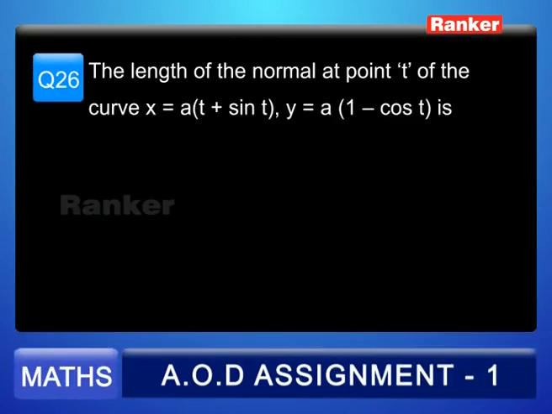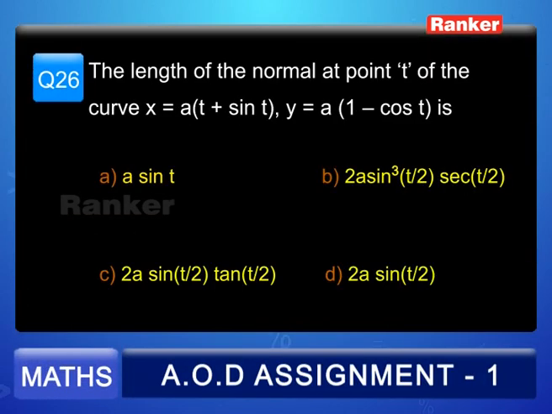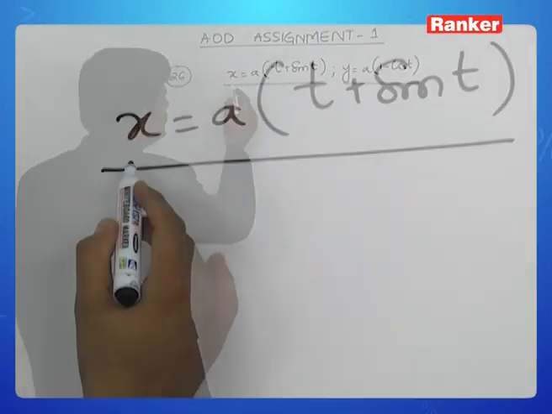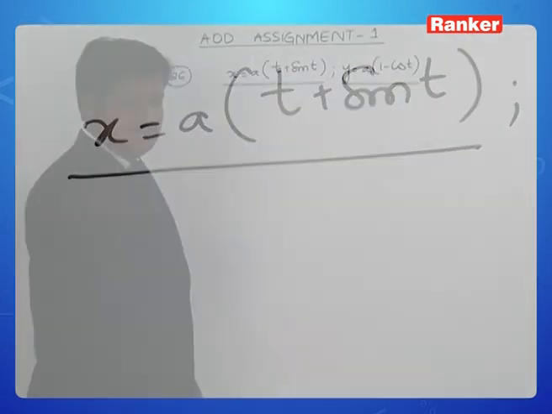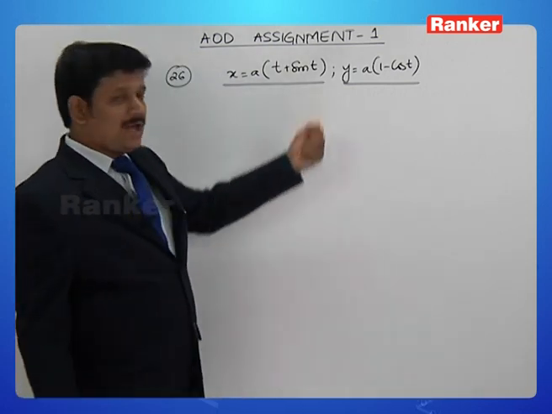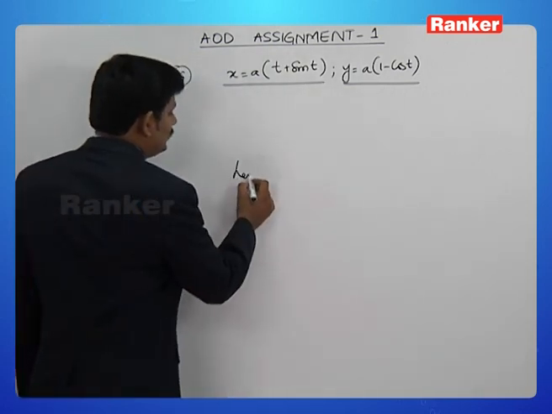Next question: the length of the normal at point t of the curve x equals a(t plus sin t), y equals a(1 minus cos t) is: option A: sin t, option B: 2a sin³(t/2) sec(t/2), option C: 2a sin(t/2) tan(t/2), and option D: 2a sin(t/2). In this question we are asked to find the length of the normal to the curve x = a(t + sin t) and y = a(1 - cos t). So the curve is given parametrically and we are asked to find the length of the normal.